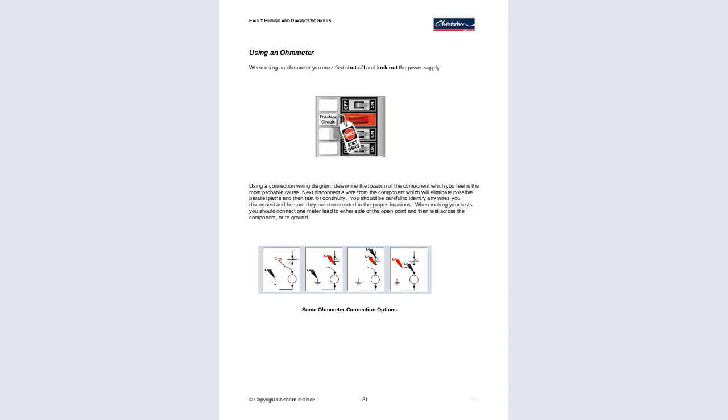Then using an ohmmeter. An ohmmeter is mostly used to test resistance. So when using an ohmmeter, you must first shut off or lock out the power supply. Using a connection wiring diagram, determine the location and component which you feel is the most probable cause. Next, disconnect the wire from the component, which will eliminate possible parallel paths. Then you should be careful to identify any wires to disconnect.